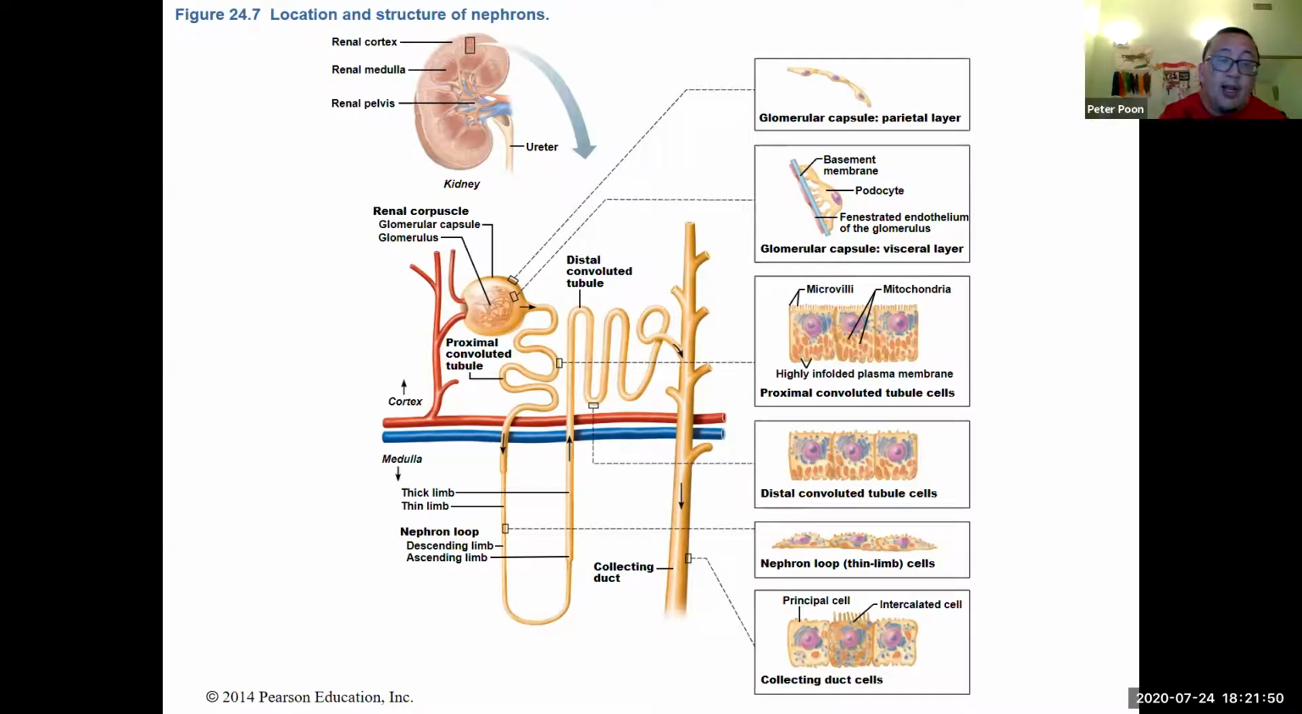In the distal, we're not there yet. In this loop, which is either called the nephron loop or the loop of Henle, water and salt get reabsorbed.